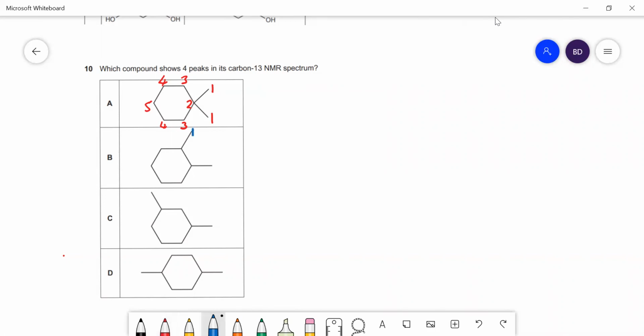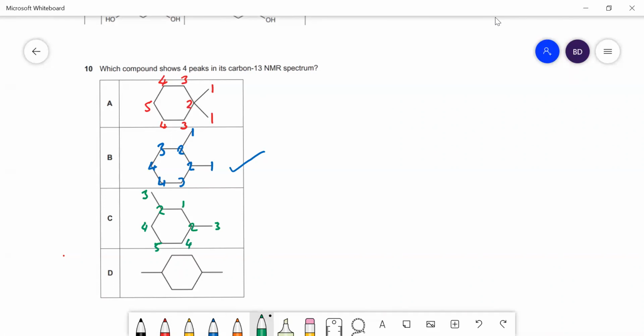That one is the same as that. Those 2 are the same. Those 2 are the same, and those 2 are the same. So that's got 4 peaks. B is the answer. Just check that the others aren't right. If we look at C, that one is unique. That one is the same as that. Those are the same. And you've got 4. So C is going to give you 5 peaks.